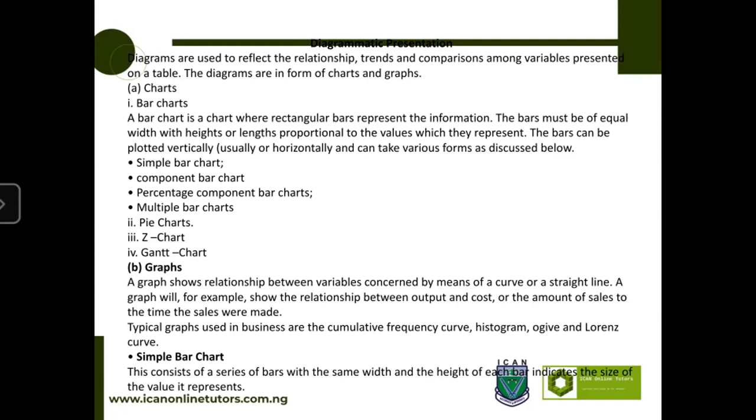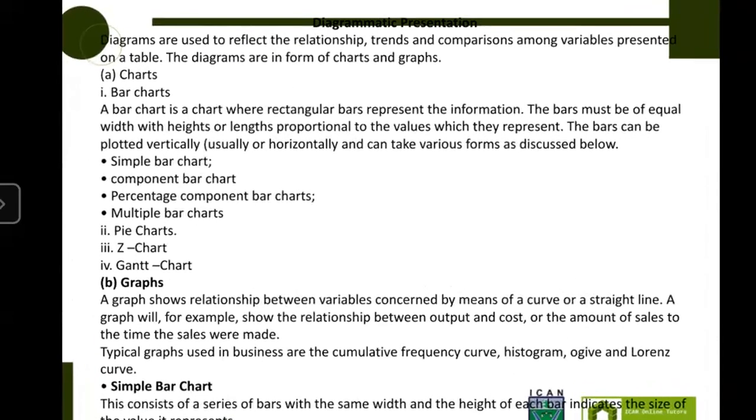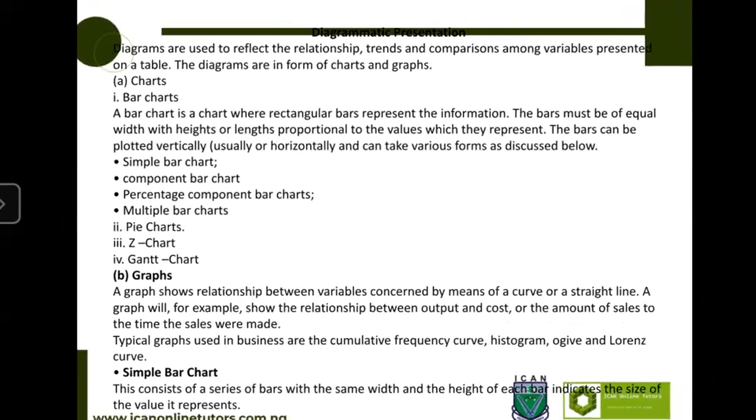Diagram, in a simple sense, is just the picture of the data that you are given. All this data that we've calculated, the picture of it is what you call diagram. And diagram usually shows the relationship between the variables. And we have different types of diagram that we use to present information. We use charts and we use graph.